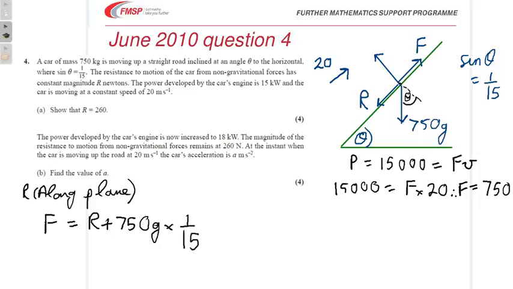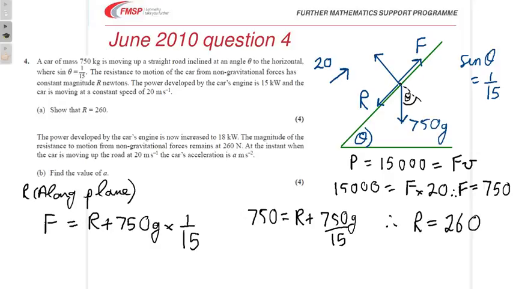Well, we know F, so this is going to give us an equation for R. So 750 equals R plus 750g over 15. And that gives us R, the resistance to motion. We've got to show it comes to 260, so hopefully it gives us 260. Use your calculator and check it. R equals 260 as required.